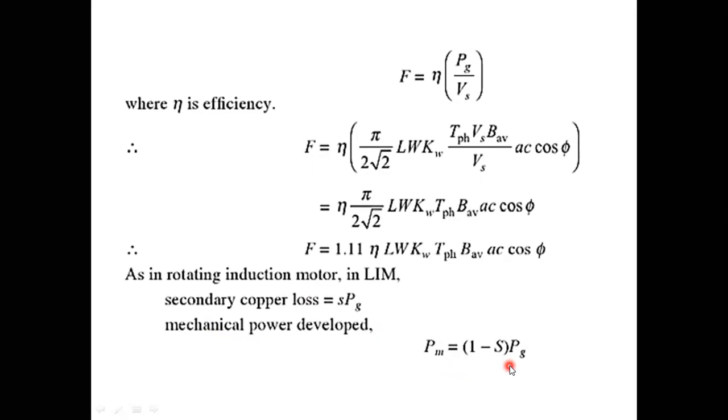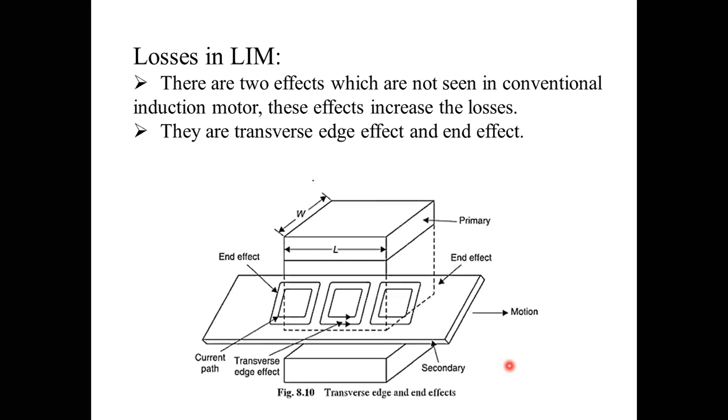So from these expressions of normal conventional motors, in linear induction motors also we have the same values. That is, secondary copper losses is equal to S times Pg and also mechanical power developed, P suffix M, is equal to (1 minus S) times Pg value. Then this is the expression for the thrust equations. And next, losses.